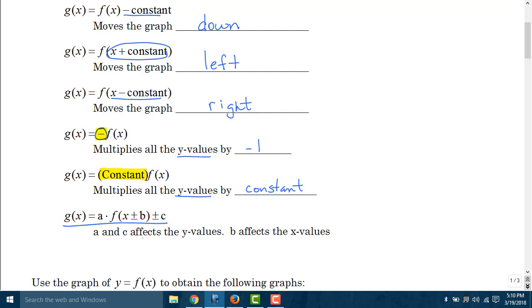So in general, when we have a constant being multiplied, it affects the y values. When we have a constant on the outside of that parenthesis, it affected the y values because it moved it up and down. But when you have something inside the parentheses, that's going to make it a side-to-side shift, and it affects the x values. I know it sounds complicated, but it really is very easy.